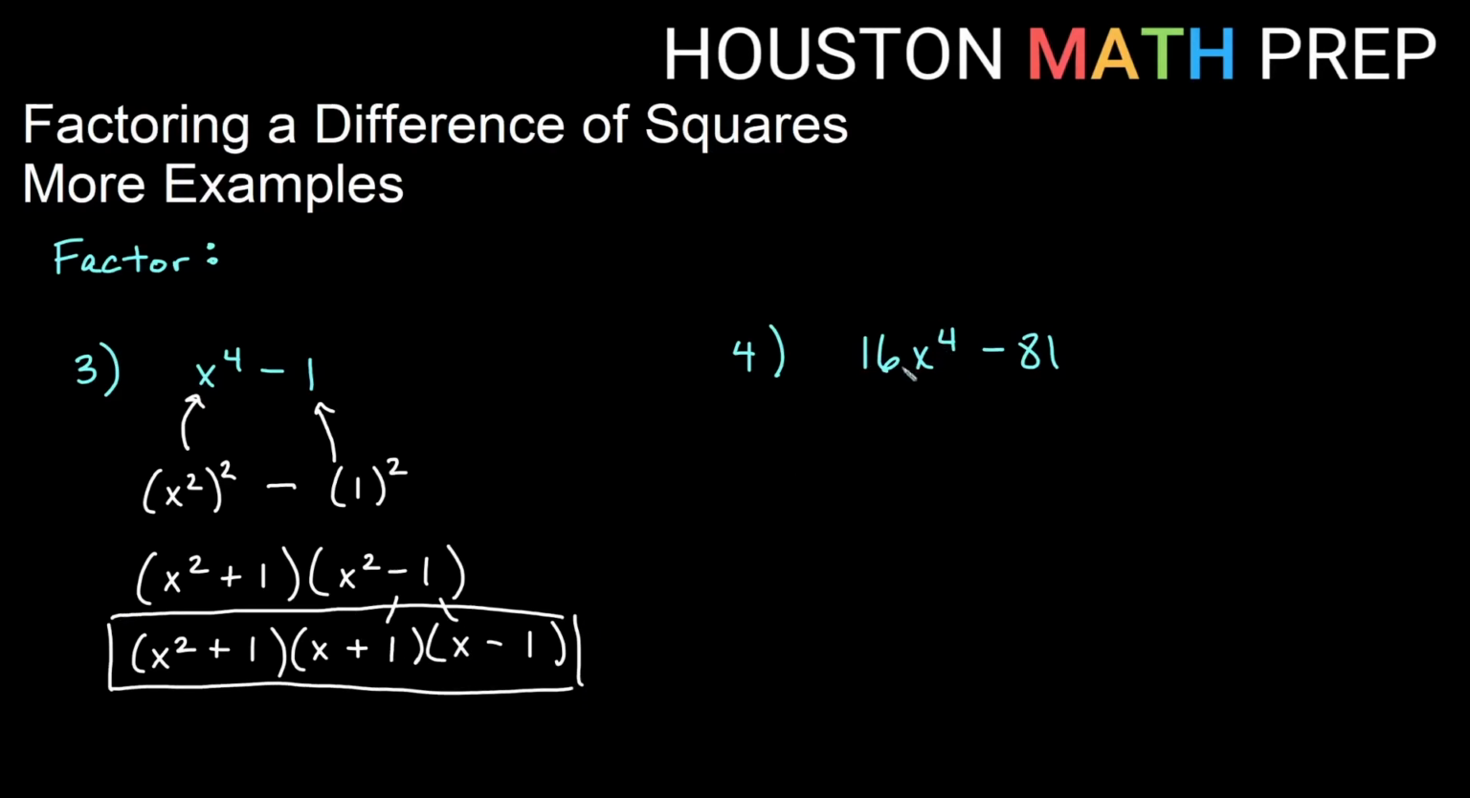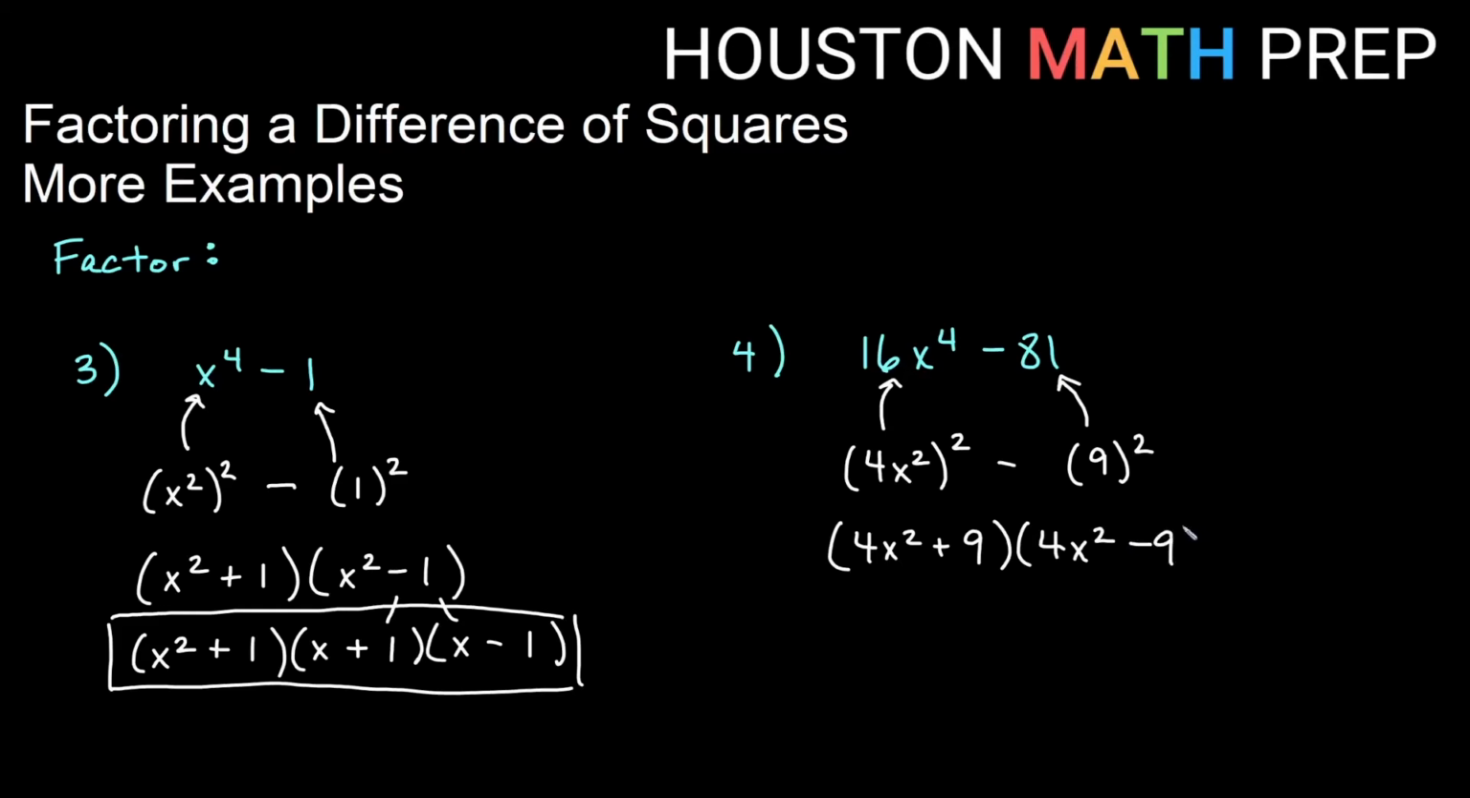Let's look here at a similar thing. This here is a perfect square. This is 4 times 4 for the 16, and this is x squared times x squared for the x to the 4. This here, 81, is 9 times 9, so that's 9 squared. We have subtract in the middle, so this is a difference of squares. I have 4x squared as one term. I have 9 as another term, so one will be add, and the other will be subtract. So we have 4x squared plus 9, 4x squared minus 9.